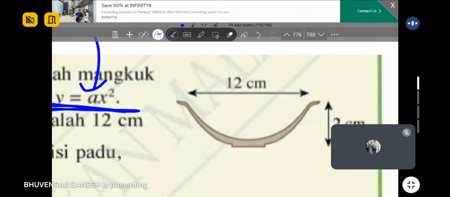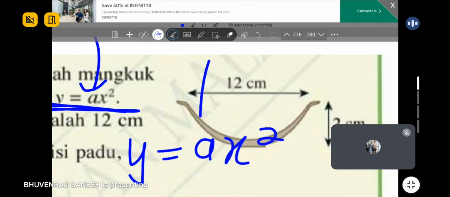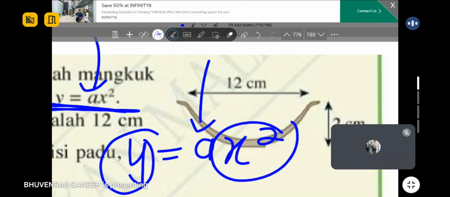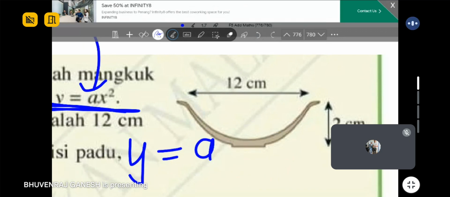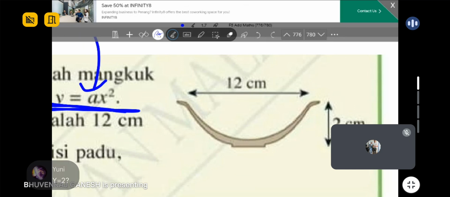You must find A. Y equals AX squared. You want to get this. So you must have your Y, you must have your X squared. Correct? So where to get it? Anyone? If you don't know, you can say don't know. Kalau tak tahu, you can say tak tahu. I can explain. Okay. Very simple, guys.